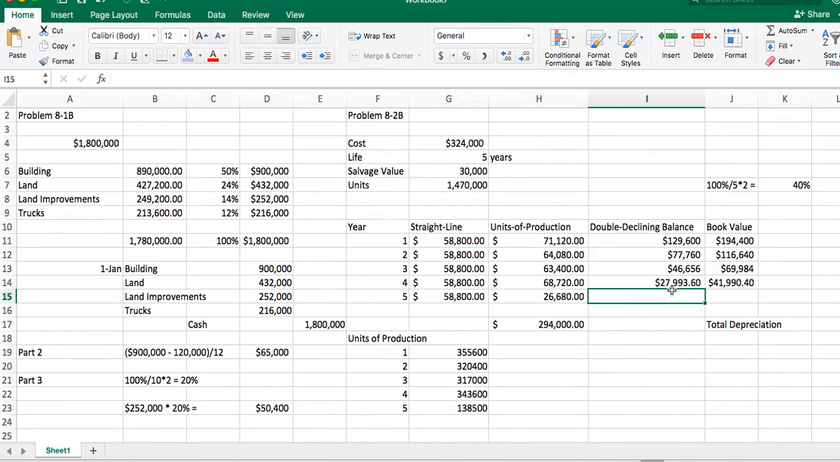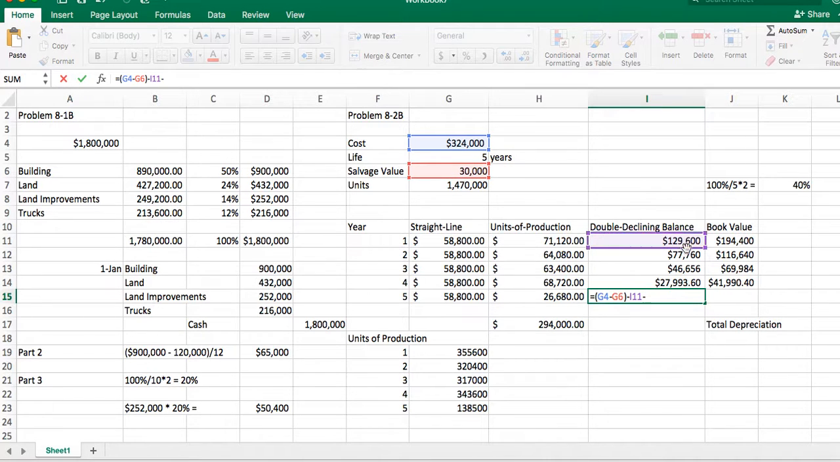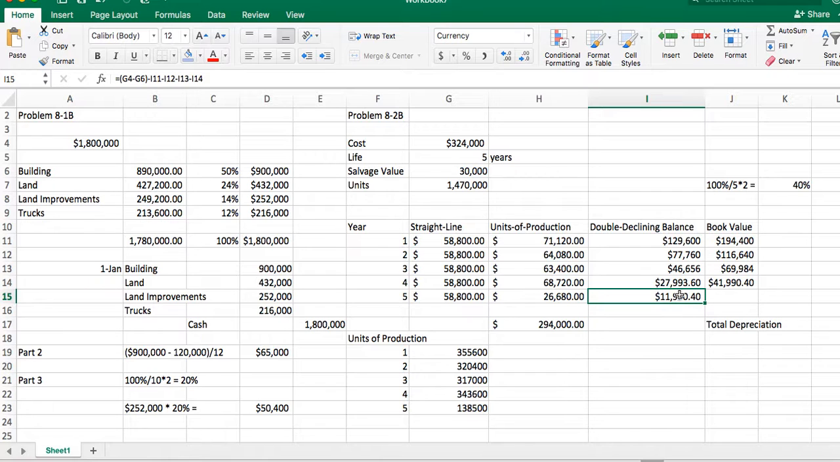And so in year 5, you can do a couple of different things here, but probably what I would do is I would take in my last year, my cost minus my salvage value, and then subtract from that the depreciation that I've taken so far. And then that will be the depreciation for the last year.